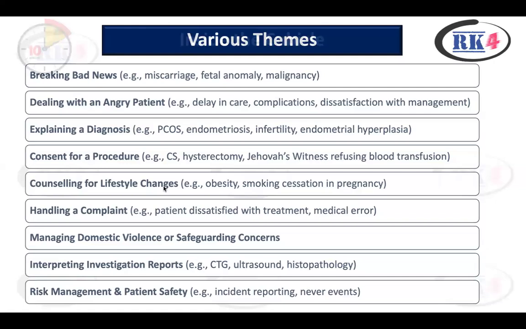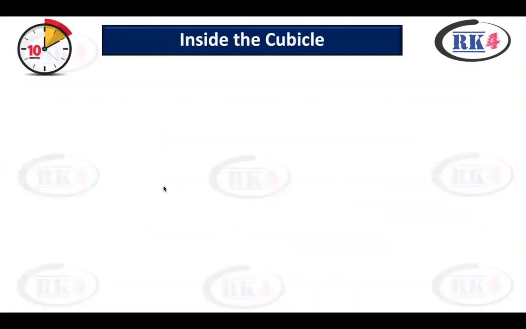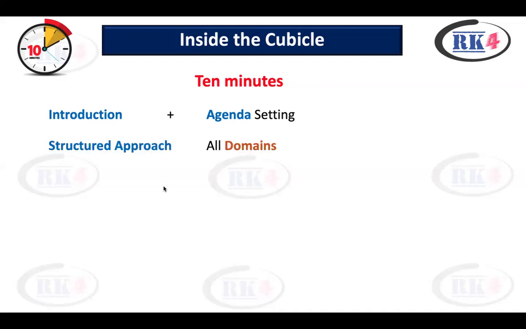Now comes the main performance, I would say, inside the cubicle. First, remember, you have 10 minutes, and you need to divide your 10 minutes. You start with the introduction and you set the agenda, and this is to be done within 1.5 minutes. Introduction, 30 seconds, agenda setting, maximum 1 minute. You need to introduce yourself and set your agenda. When you read outside the cubicle, you need to identify which domains you are going to be tested on, and work with a structured approach towards those domains.